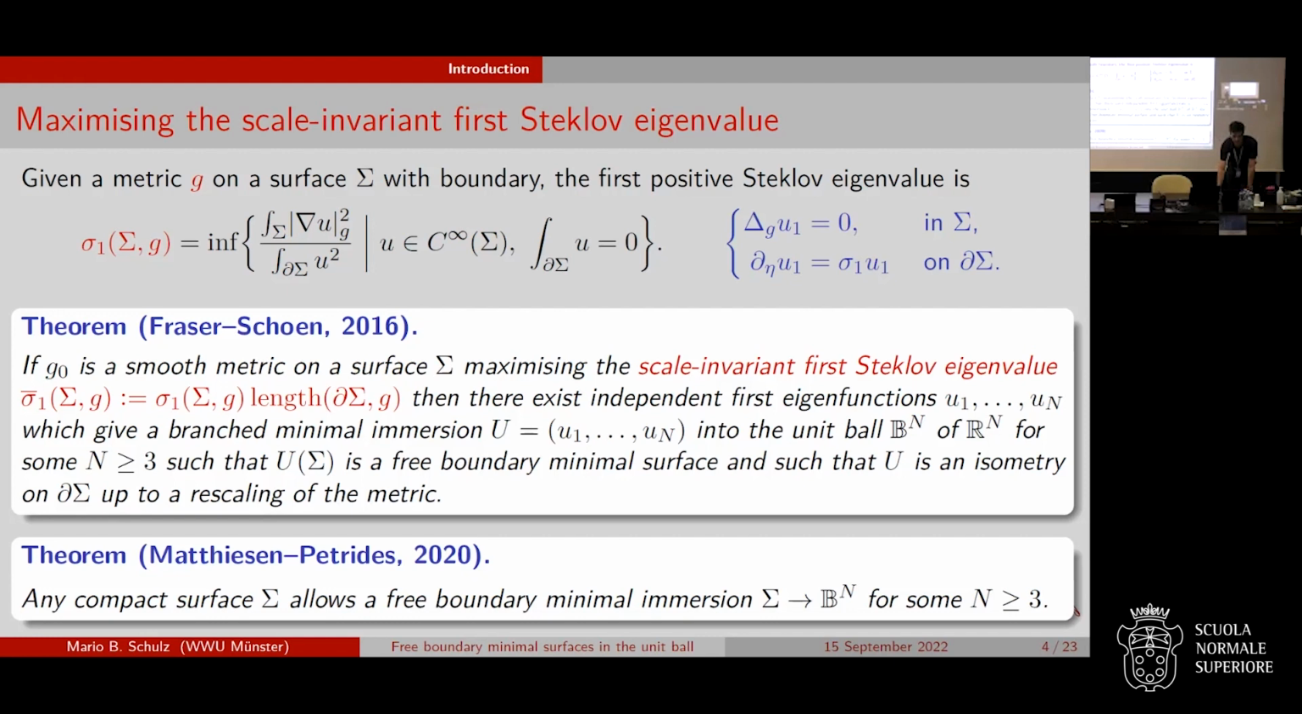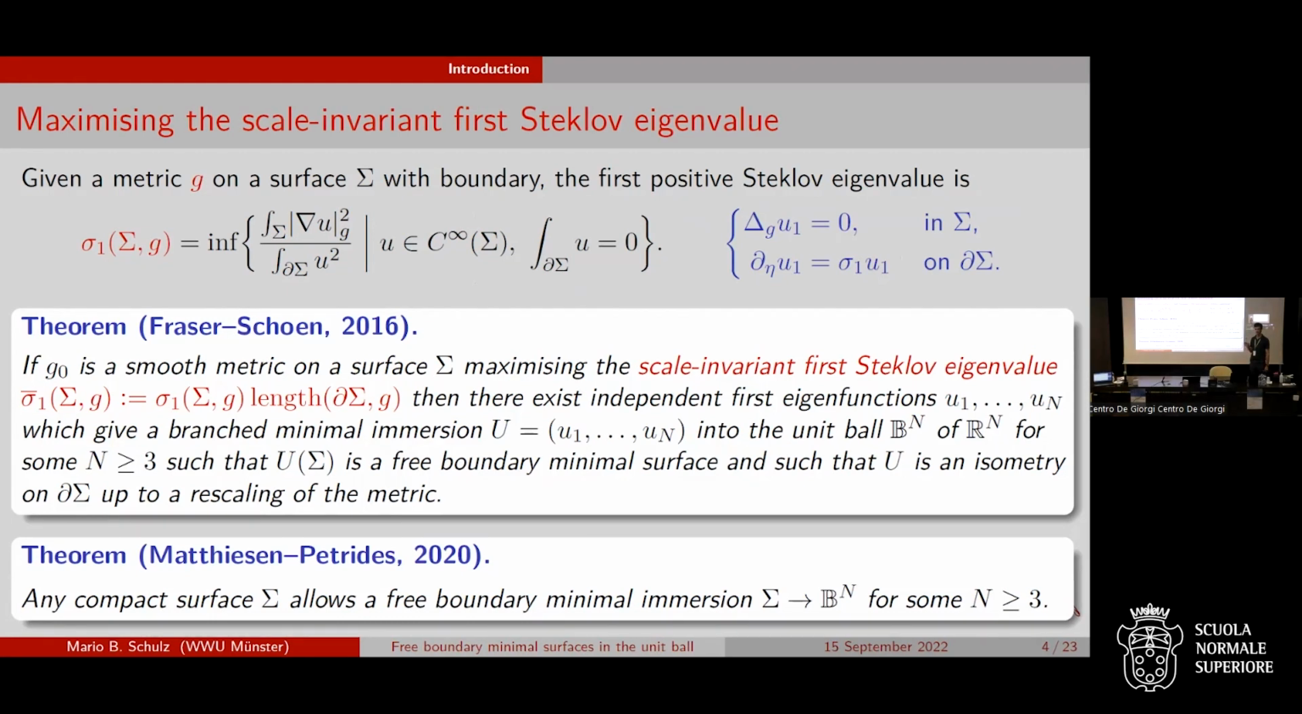So now the theorem states that given a surface sigma, let's find a smooth metric on that surface which maximizes this scale invariant first Steklov eigenvalue. How does the surface look like? If you find a smooth metric maximizing this scale invariant first Steklov eigenvalue, then there exist independent first eigenfunctions corresponding to this Steklov eigenvalue, which as coordinates give a branched minimal immersion into the unit ball of some dimension, such that the image is in fact a free boundary minimal surface, and such that this immersion is an isometry on the boundary up to rescaling of the metric.